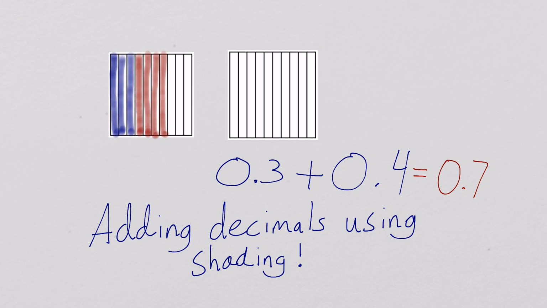If you're thinking, hey, that's pretty easy, you're right. It isn't all that difficult using our shadings. So it's just, like I said, 3/10, shade in 3 of them, 4/10, shade in a different 4 of them, and then count them all up. And we end up with 0 and 7/10. Let's try a different one.